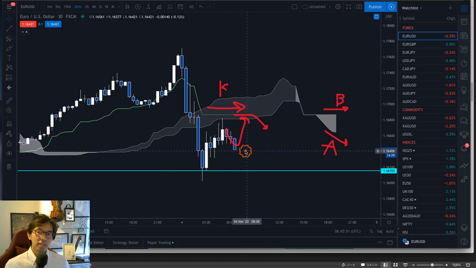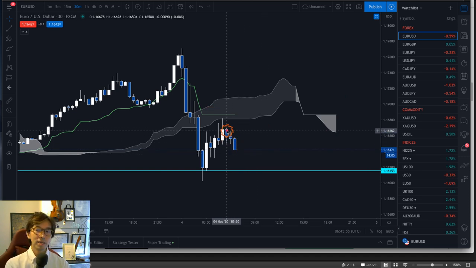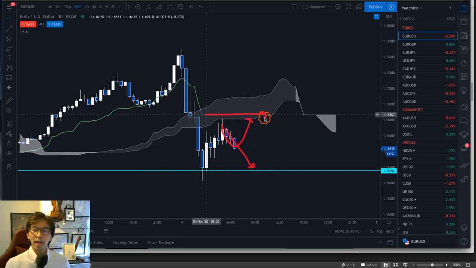So the price is going down now, the market is going down, so it may continue to go down this way. But we never know, we never know. It might retrace backwards also because of this flat Kijun Sen and flat Senko Span B. So that's why I wait until Kijun Sen goes down.